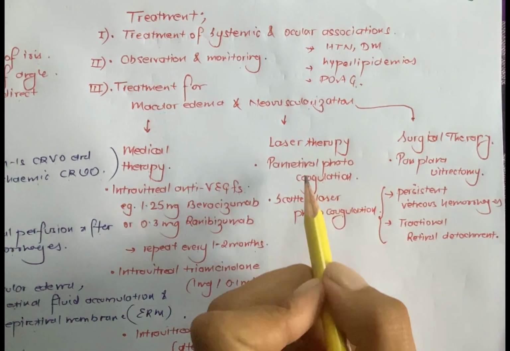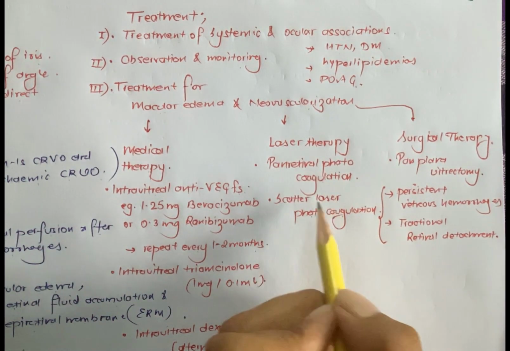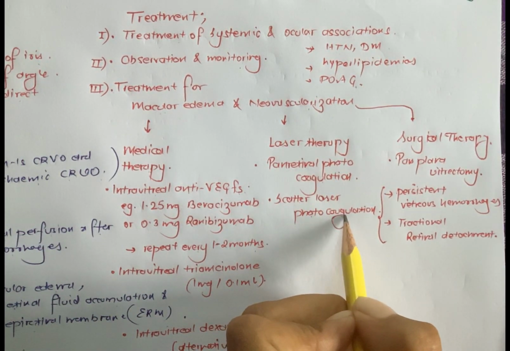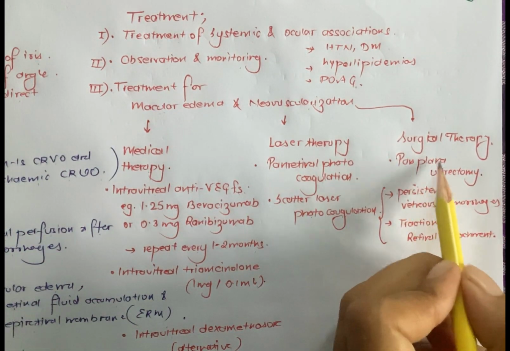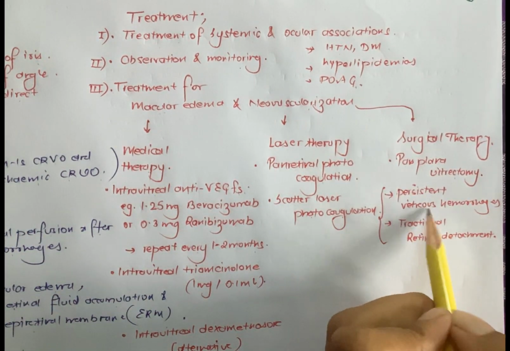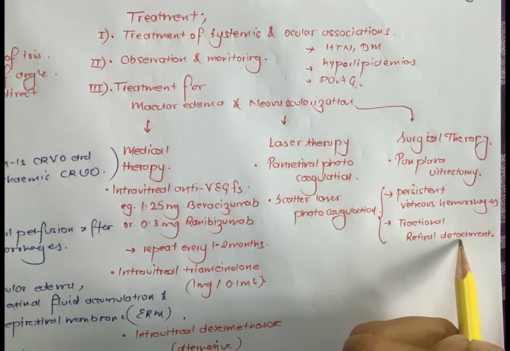And in laser therapy, pan-retinal photocoagulation can be done. Scatter laser photocoagulation can also be done. And in surgical therapy, pars plana vitrectomy for persistent vitreous hemorrhages and tractional retinal detachment can be done.